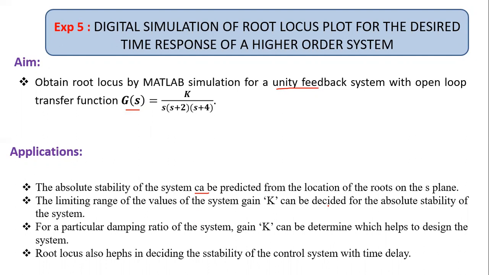If all poles are lying in the left half of the S-plane, then the system is stable. If any pole is moving towards the right half of the S-plane, then the system will be unstable. So for a range of values of K, up to what values they will stay in the left half of the S-plane, all that we can observe. Based on that, we can design our damping ratios. And also root locus helps to identify the stability of the system.